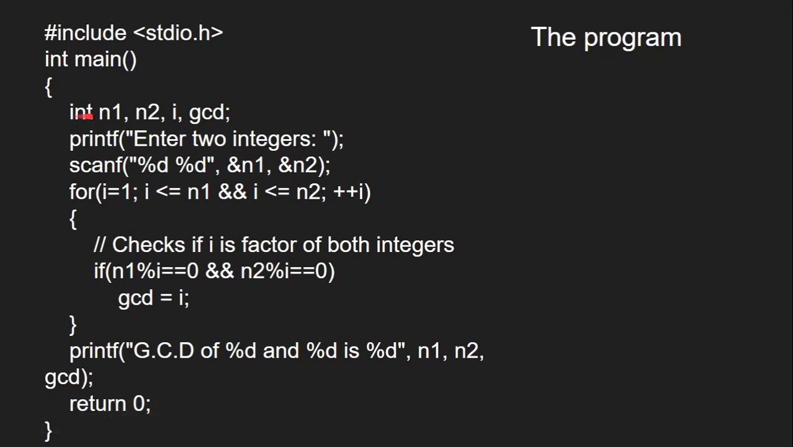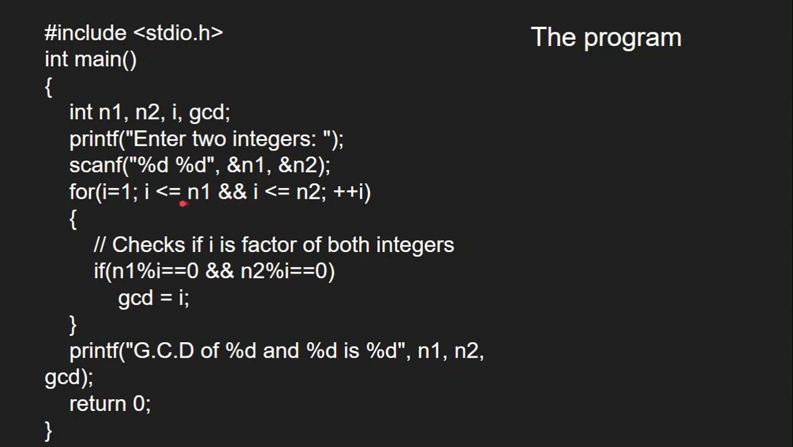So we have four integer variables declared here, and then we just get the input as the two numbers. Print "enter the two numbers", and then scanf reads the two numbers. Percentage d twice for the two formats, and then ampersand n1, ampersand n2. So we read the two integer numbers n1 and n2 for which we are going to find the GCD. The answer will be stored in GCD. Now, how does the logic work?